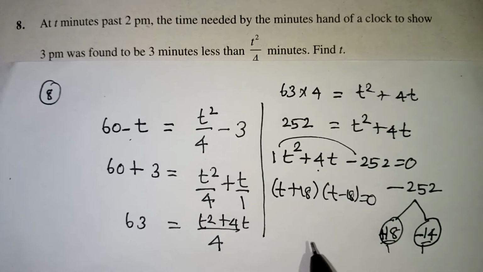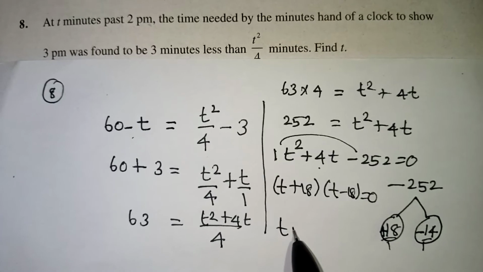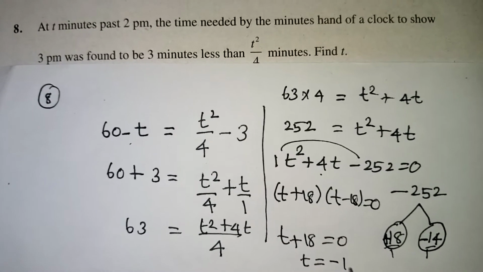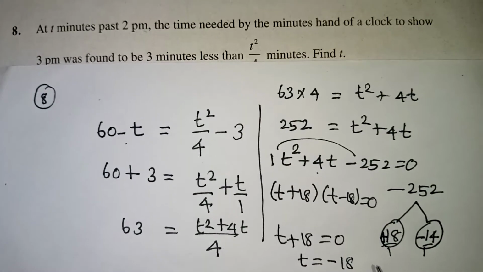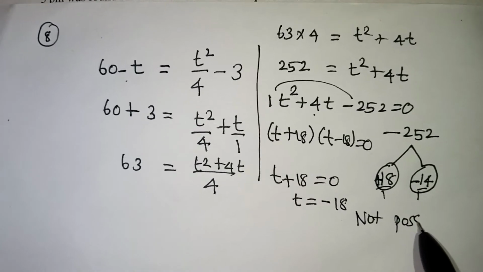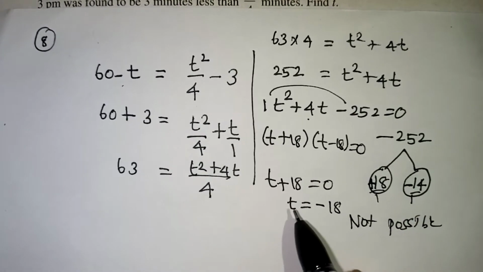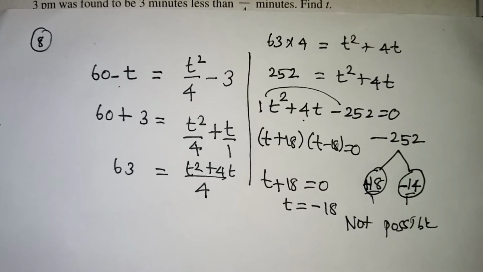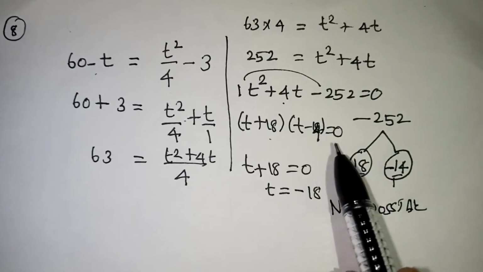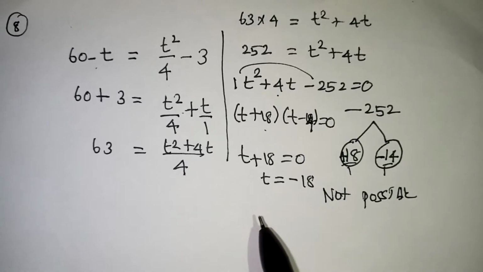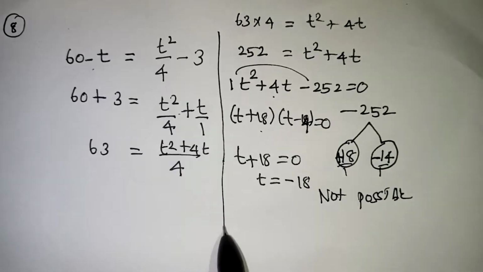Now t equal to 0 for both. First one, if t plus 18 equal to 0 means t is equal to minus 18. So we cannot take the negative values, so that is not possible. So one is plus 18, the another one is minus 14. Write it carefully. Now t is minus 18 is not possible because time cannot be taken in the negative way.